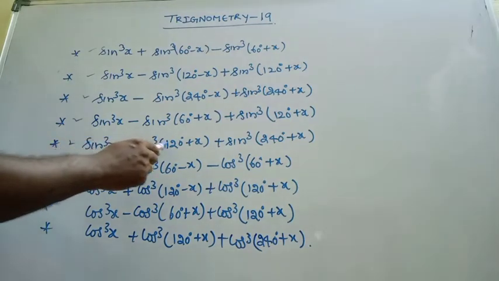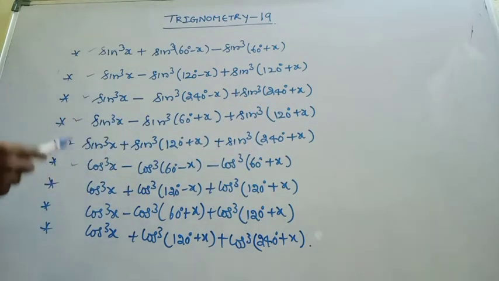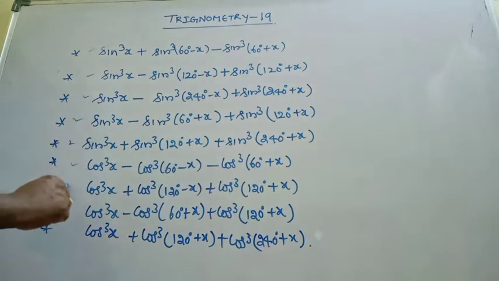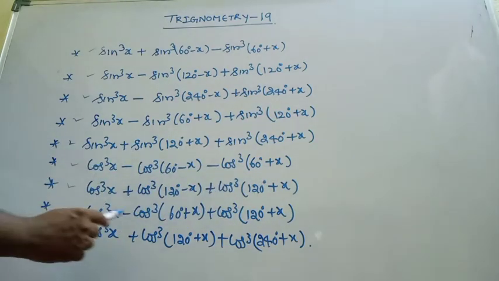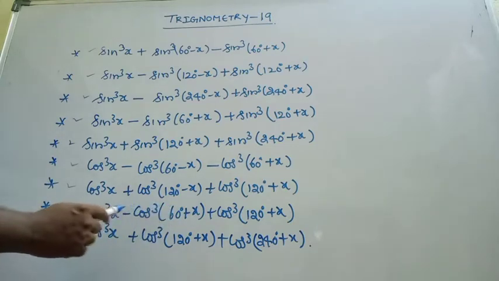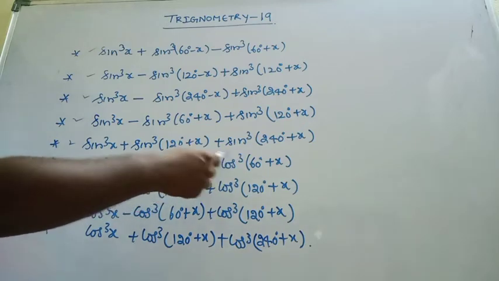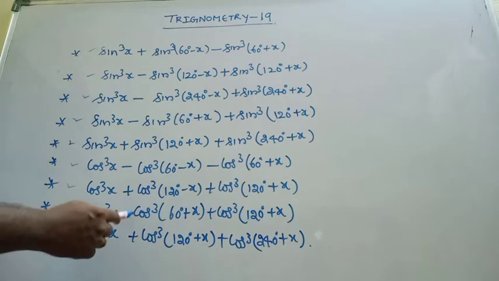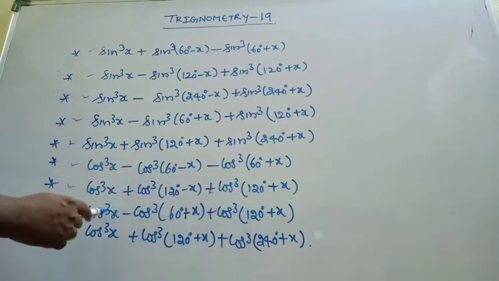Sine cube x plus sine cube 120 degrees plus x, sine cube 240 degrees plus x. Next, cos cube x minus cos cube 60 degrees minus x minus cos cube 60 degrees plus x. Right, cos cube x plus cos cube 120 degrees minus x, cos cube 120 degrees plus x. This problem also. Cos cube x, cos cube 60 degrees minus. Whenever you are having minus, you can write it as plus of minus like that, and you can proceed with that, right? And cos cube x plus of minus cos cube of 60 degrees plus x, cos cube 120 degrees plus x, you take that as a, b, c.